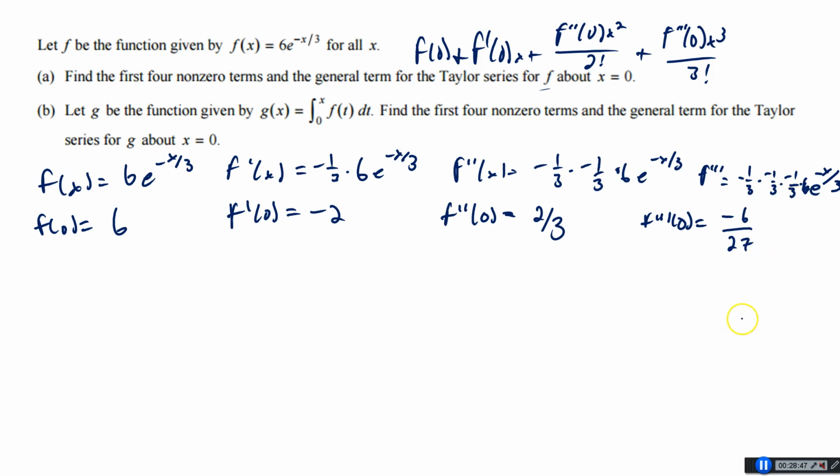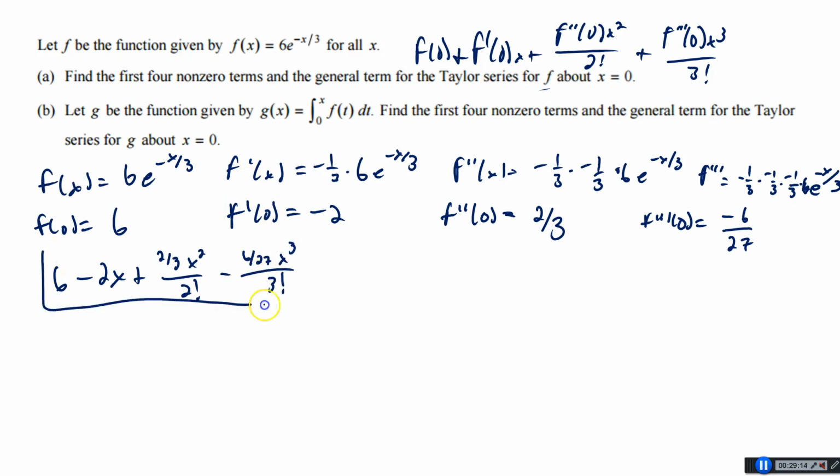All right, so then the first four terms are going to be 6. And then it'll be f prime of 0 times x, so minus 2x. And then it'll be plus 2/3 x squared over 2 factorial. Right, just putting them where they belong. And then minus 6/27 x to the third over 3 factorial. And I'd probably just leave it like that.